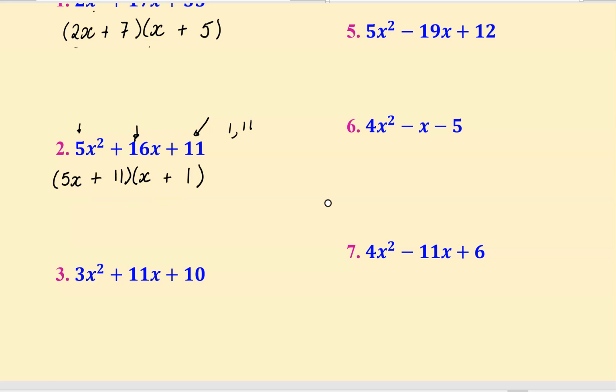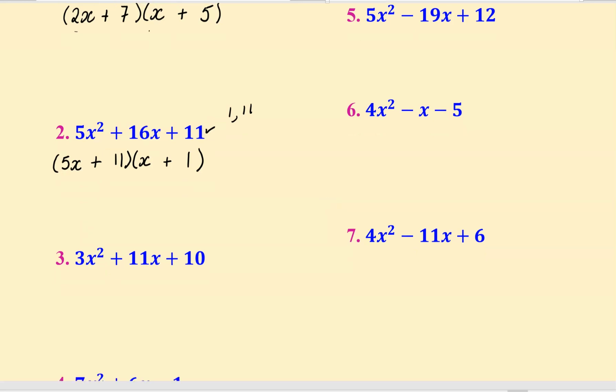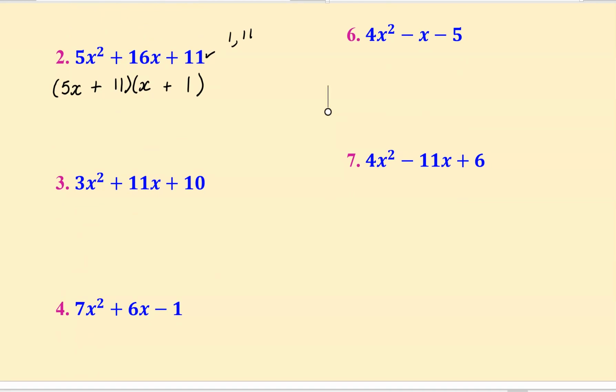Everything's positive. Double check. This does work. 11 times 1 gives you the 11x there. You get a 5x, and then you get an 11x. Add them together, you get the 16. So you can see that that was pretty quick. We'll do 2 more, and then I'll show you the alternative.